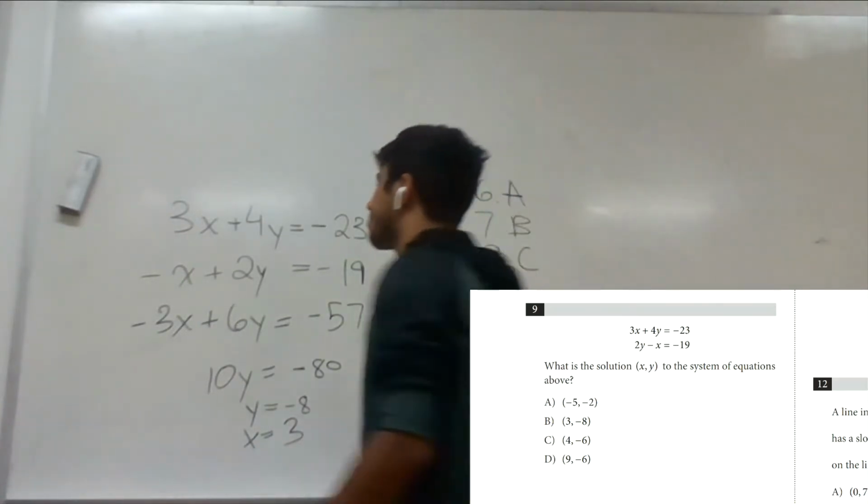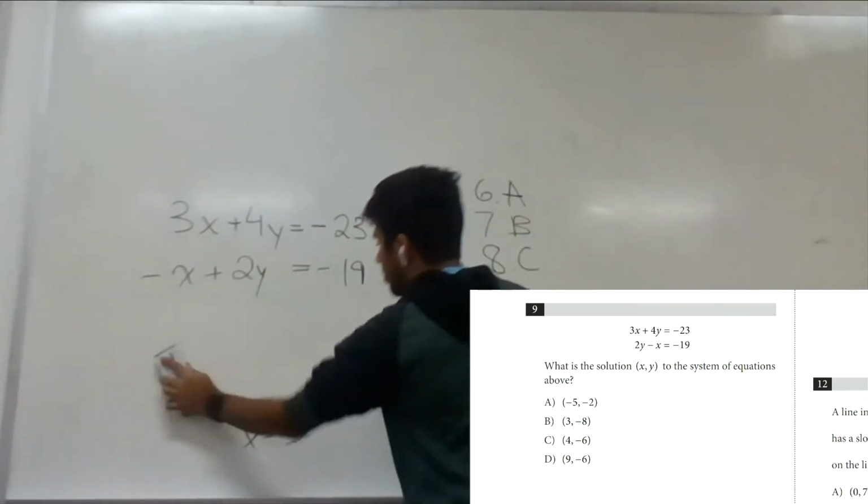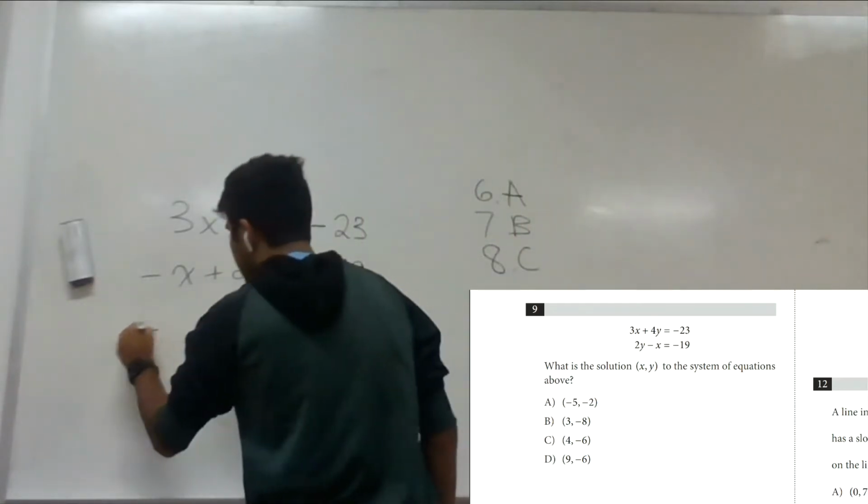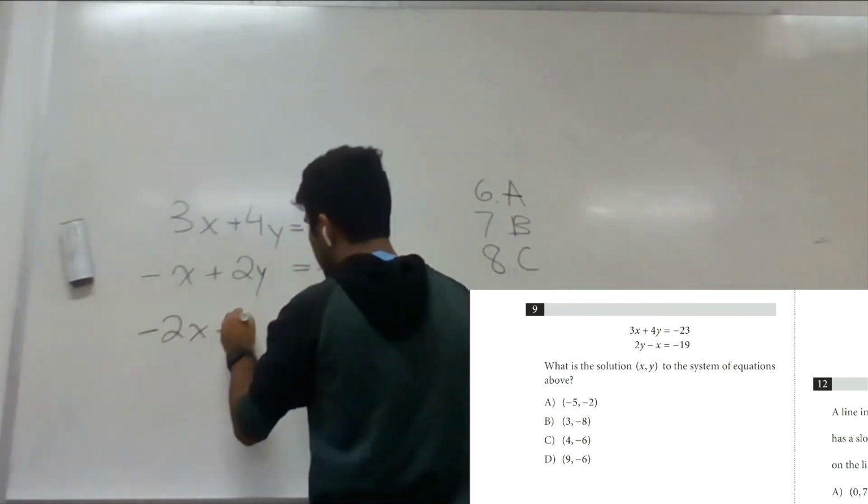Now, the other way you could use elimination here is you could multiply this bottom one by 2: negative 2x plus 4y equals negative 38.